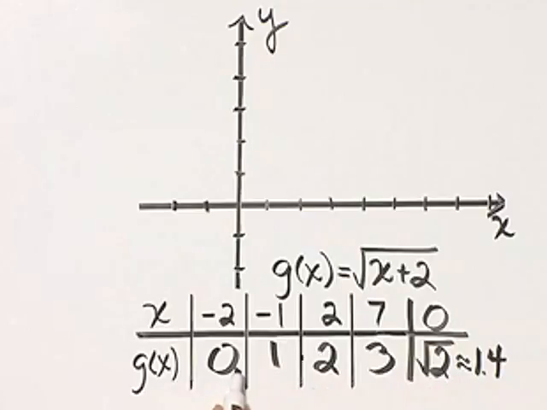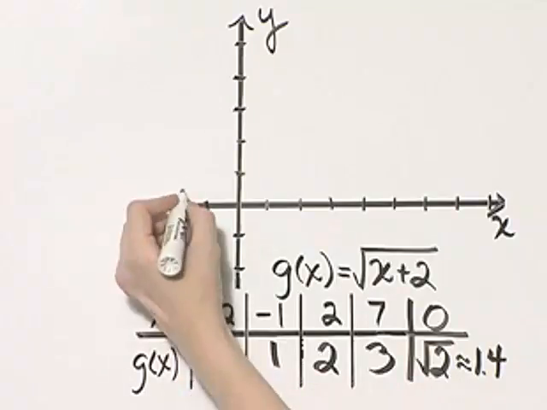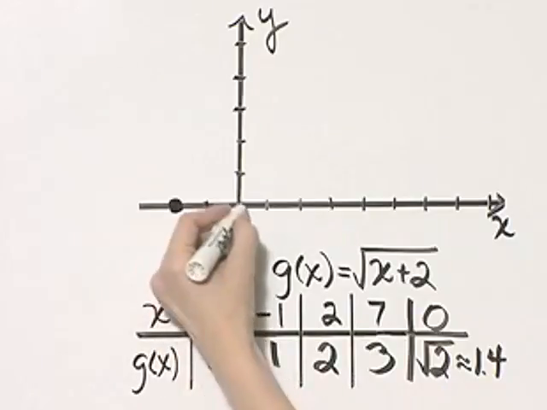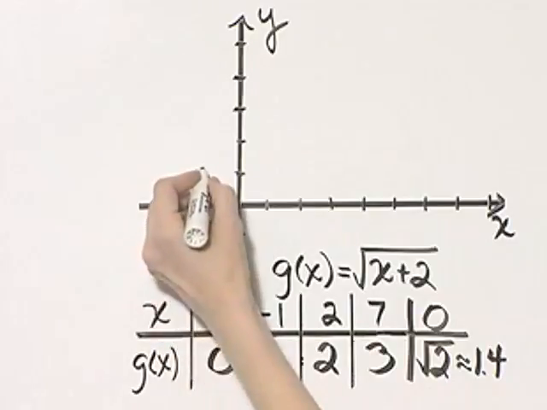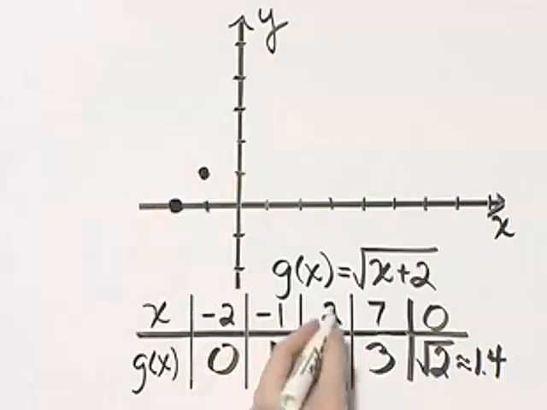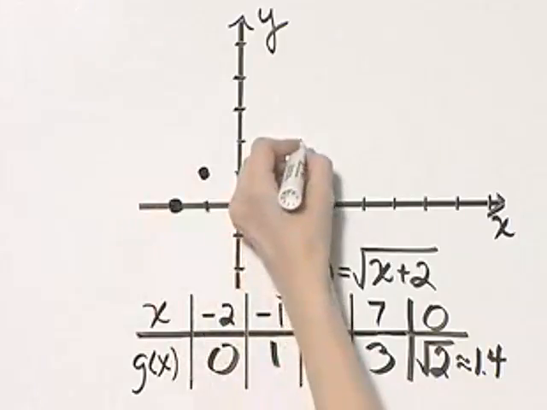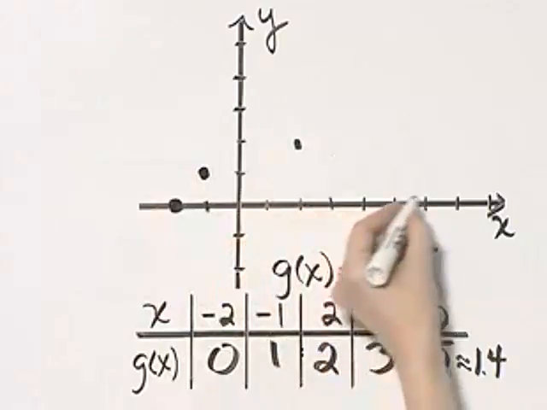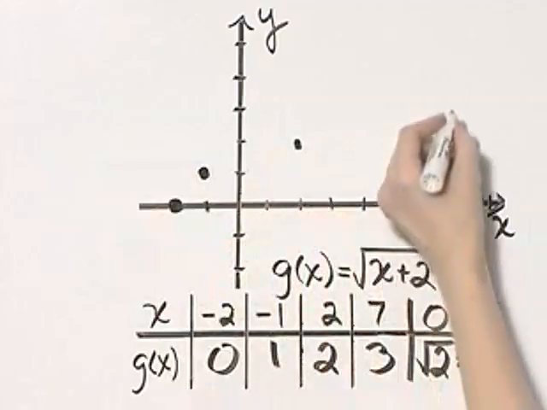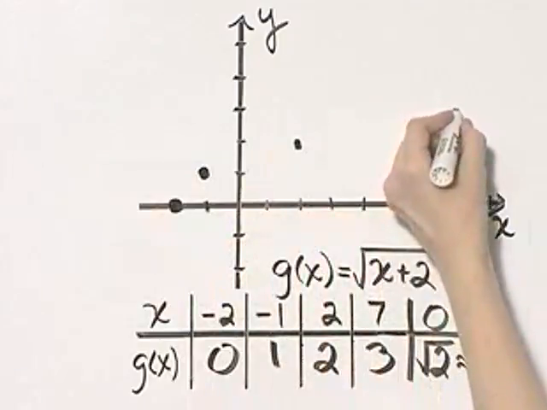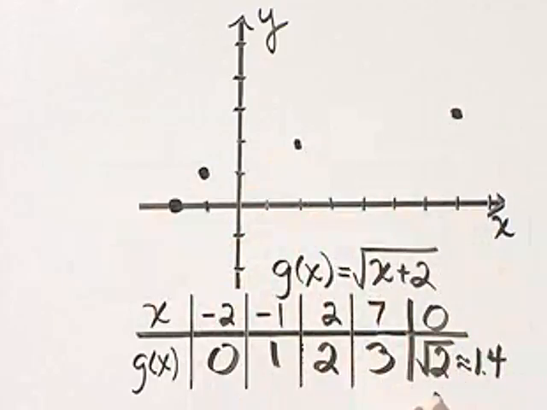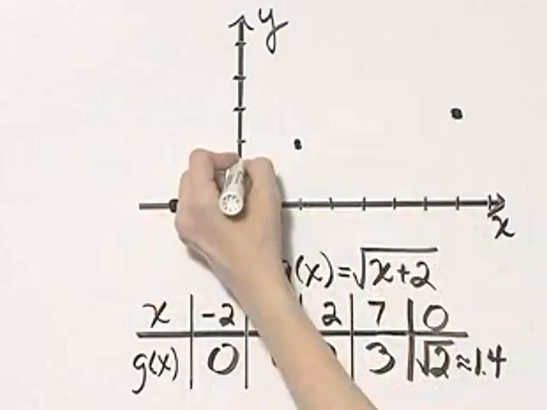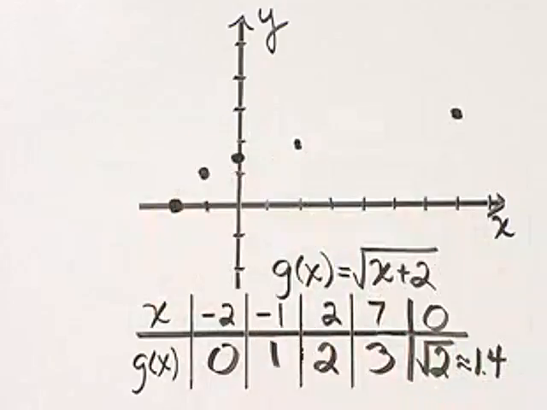Let's plot these points, -2, 0, -1, 1, 1 to the left, 1 up, 2, 2, that's 2 to the right, 2 up, 7, 3, 1, 2, 3, 4, 5, 6, 7, and 3 up. There we go. And look, here's our y-intercept, 0 left or right, 1 4/10 up. And notice that fits in.